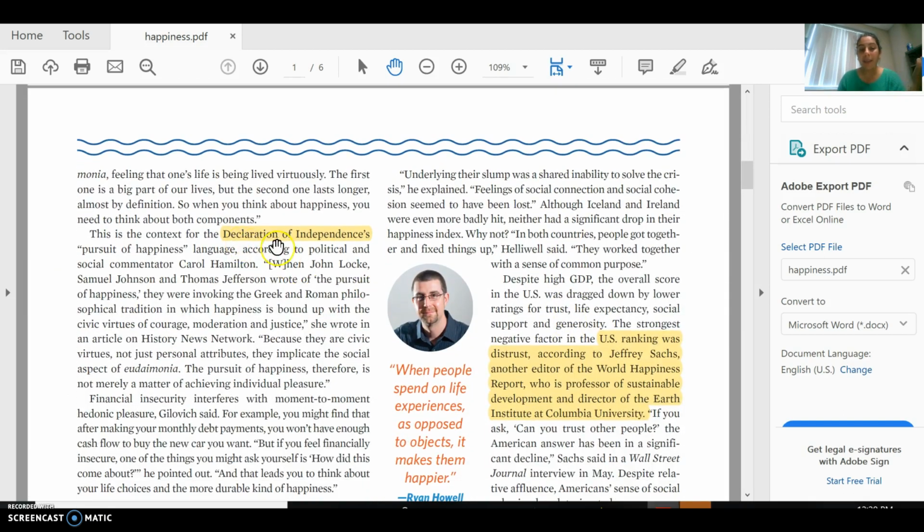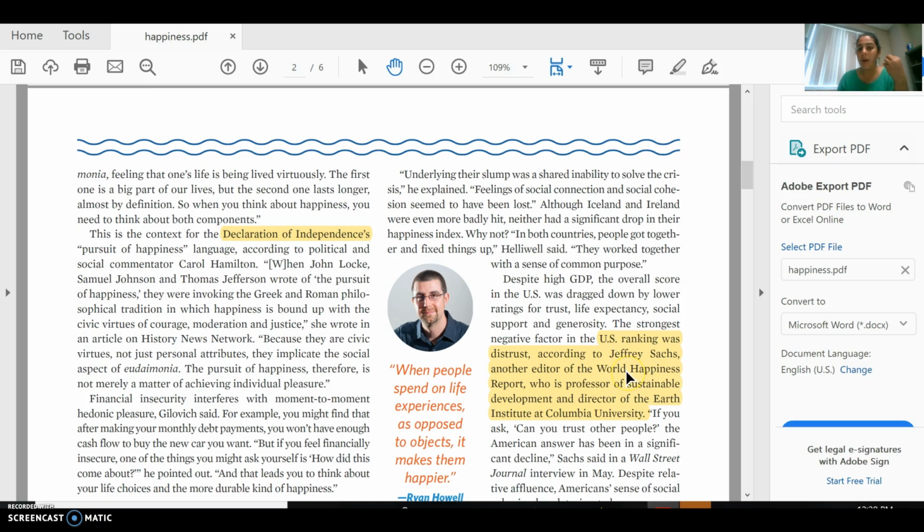They have brought in some historical context about the topic of happiness. This is a context for the Declaration of Independence, Pursuit of Happiness language, according to political and social commentator Carol Hamilton. When John Locke, Samuel Johnson, and Thomas Jefferson wrote of the pursuit of happiness, they were invoking the Greek and Roman philosophical tradition in which happiness is bound up with the civic virtue of courage, moderation, and justice. She wrote in an article on History News Network.